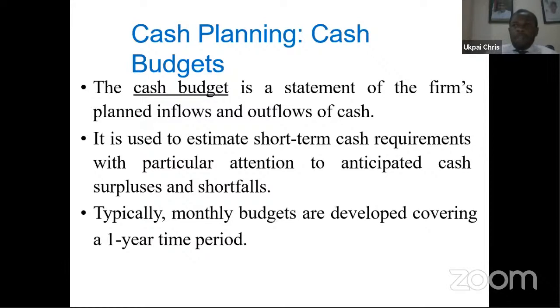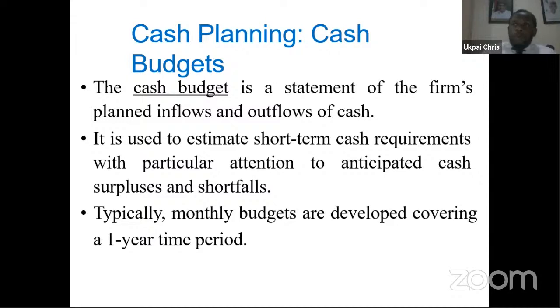Now we'll talk about, I mentioned the long-term and short-term financial plan. Talk about the cash planning and cash budget. What is cash budget? It's a statement of the firm's planned inflow and outflow. When we talk of inflow and outflow, we are talking about expenses and income. When you are paying out money, you are spending the money. When you make sales, you are getting back the money. That's expenses and income, when we are talking about cash inflow and cash outflow.